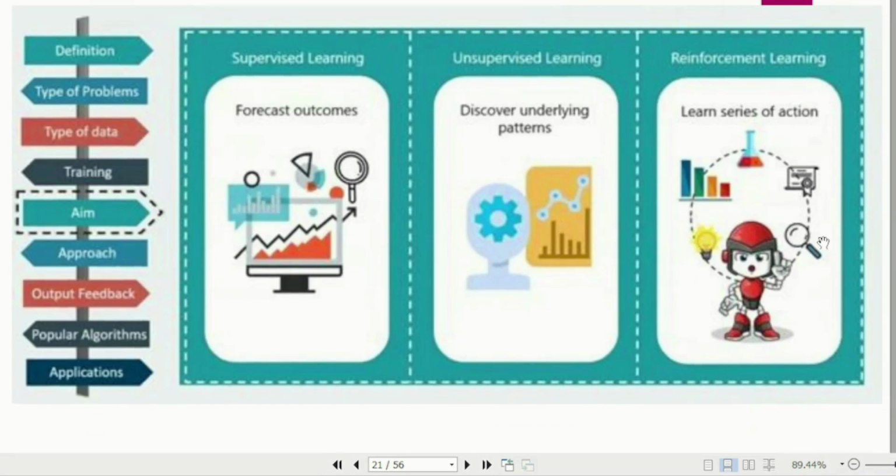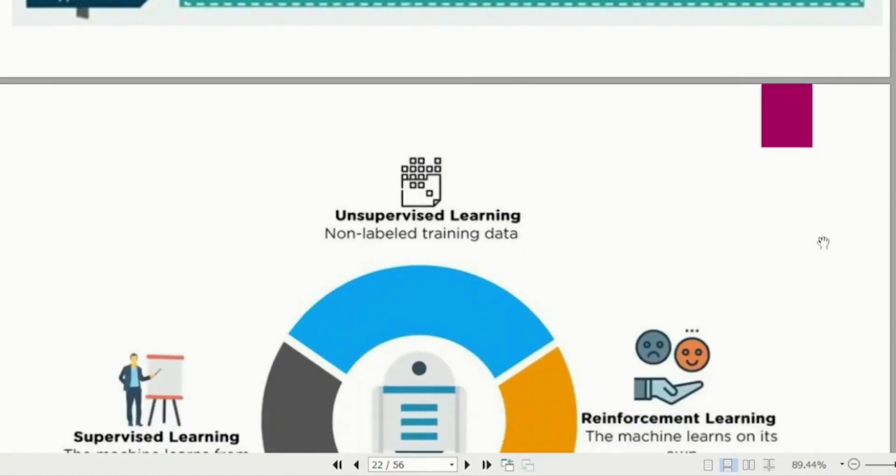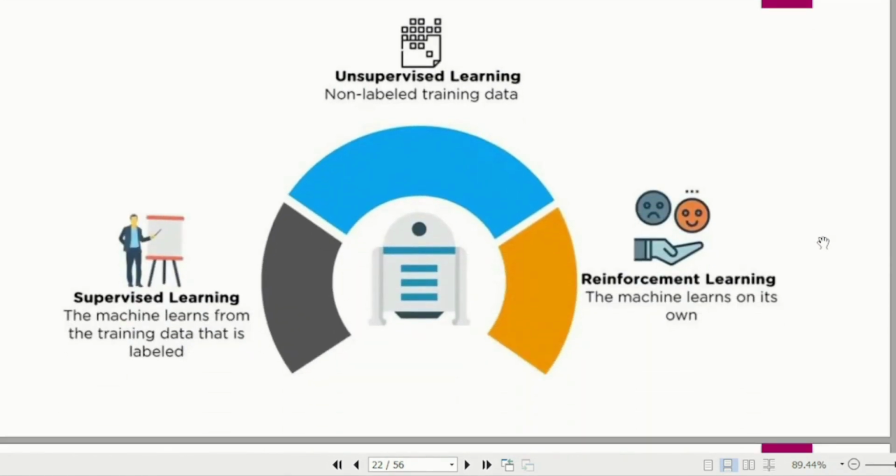So moving forward to the next, that is the approaches, and here are some differences between these three. So in short, unsupervised learning has non-labeled training data. In supervised learning, the machine learns from training data that is labeled. It is already labeled. Now reinforcement, it has to learn both input and output on its own.